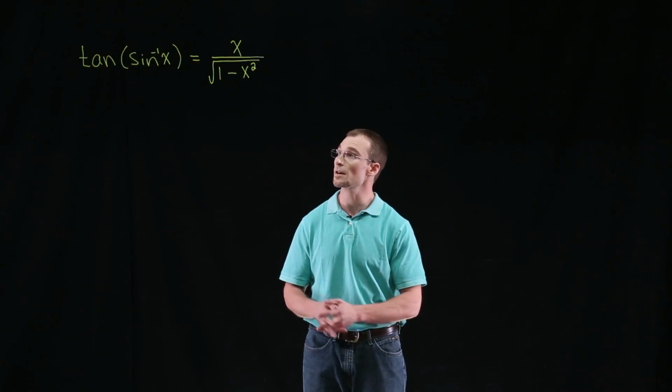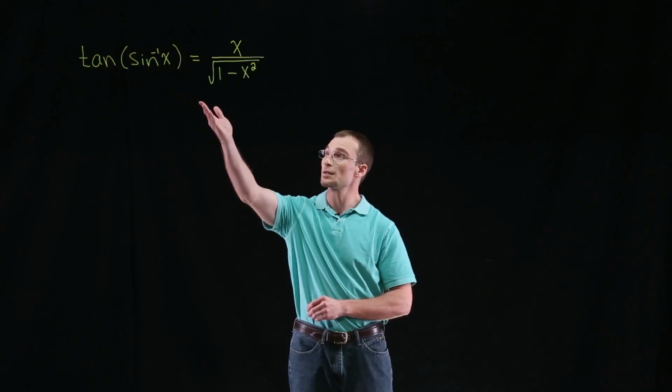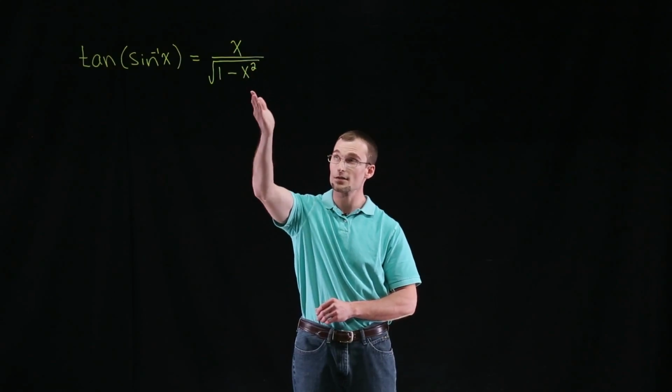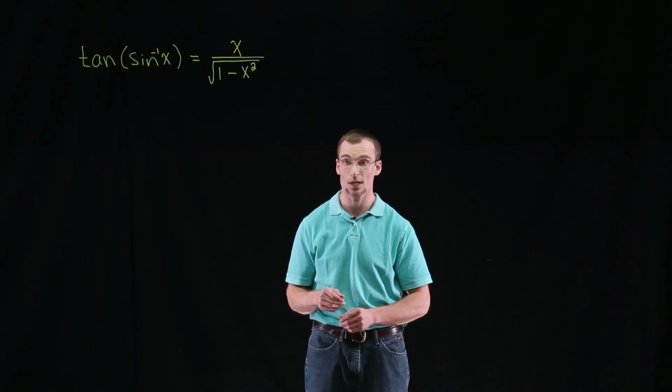Welcome everyone, I'm Adam. And in this problem, we're going to be verifying the identity tangent of sine inverse of x is equal to x divided by the square root of 1 minus x squared.